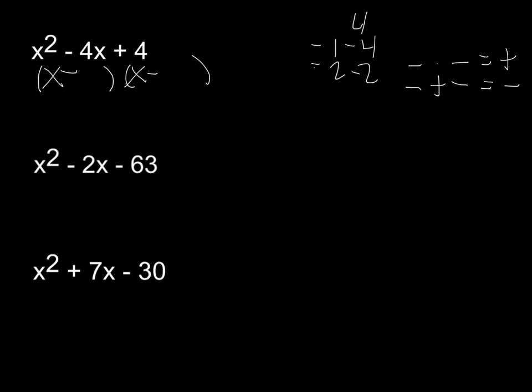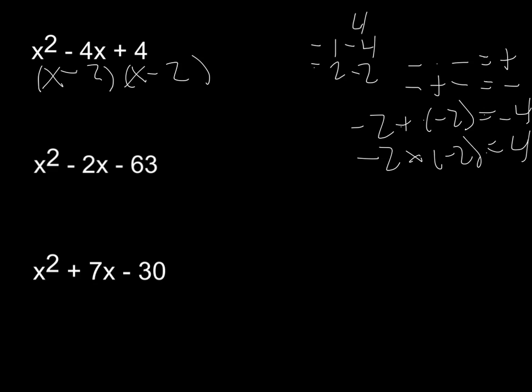And which of these factors are going to add up to give me the middle coefficient of negative 4? Well, it's got to be the negative 2 and negative 2, because negative 2 plus a negative 2 is going to give you a negative 4. And negative 2 times negative 2 is going to give you a positive 4. All right. And if you FOIL this, distribute, you're going to get x squared minus 2x minus 2x plus 4. And these two will combine to give you the 4x, so that does double check.